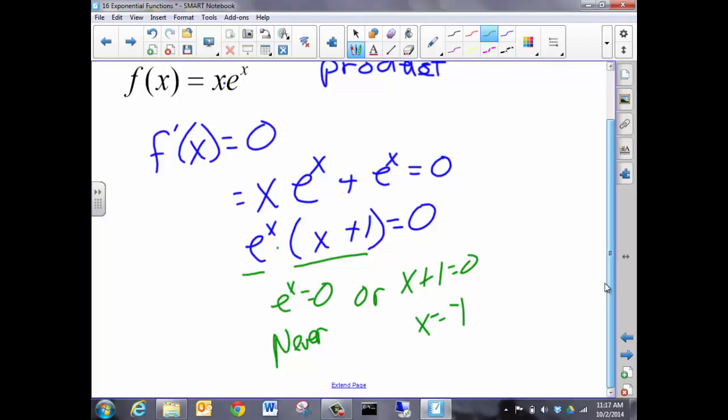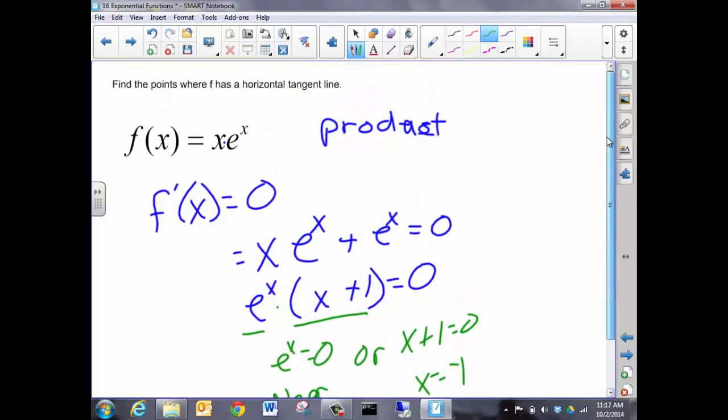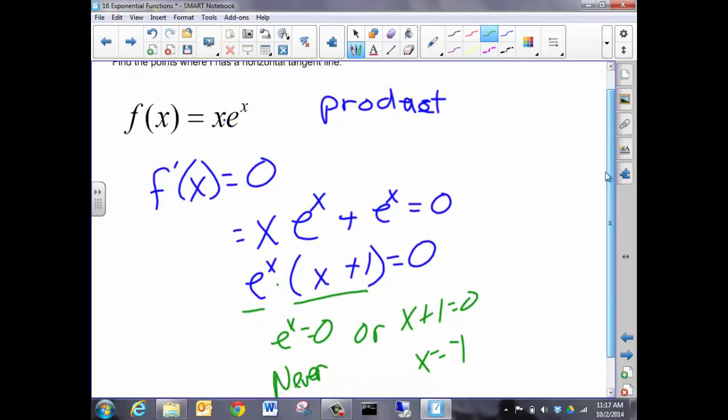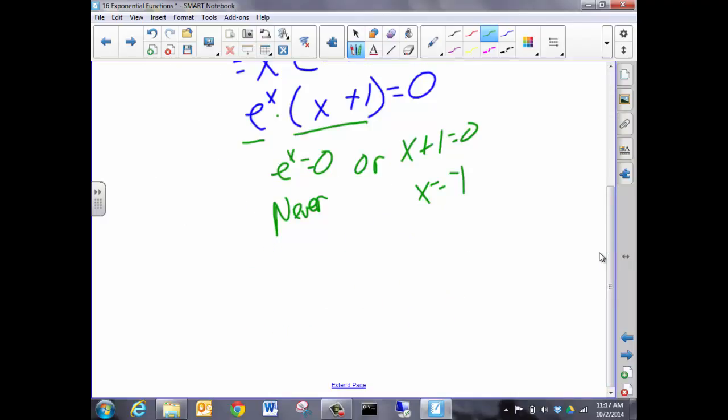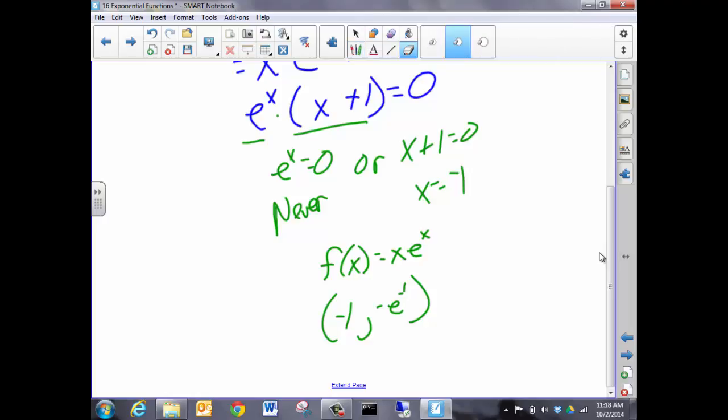Now, how would we find the equation? This didn't ask for it. It says find the points where f has a horizontal tangent line. So points tells us what do we want for an answer? Points tells us we want x and y. So we know what x is. We just need to figure out what y is, and we're going to do that by plugging back into the equation, and we get negative e to the negative 1. That's an acceptable answer, okay? Don't pick up your calculating device and give me a decimal there. That's an acceptable answer. Negative e to the negative 1.